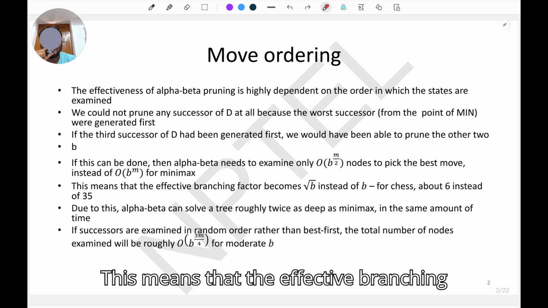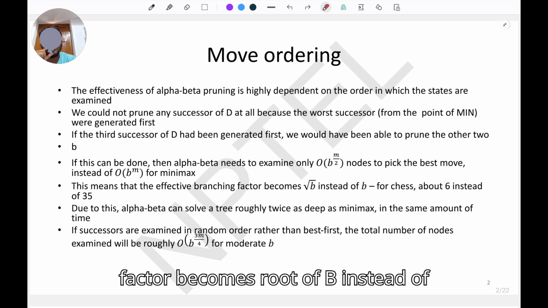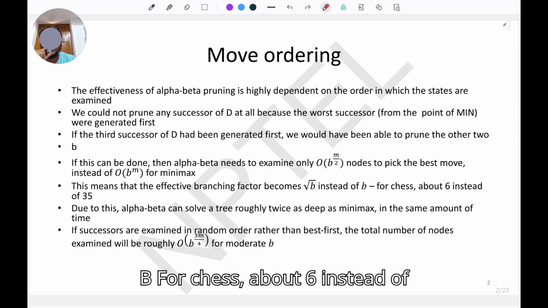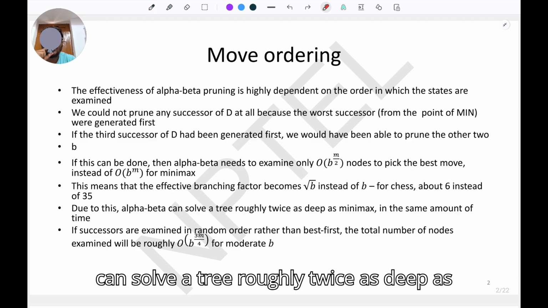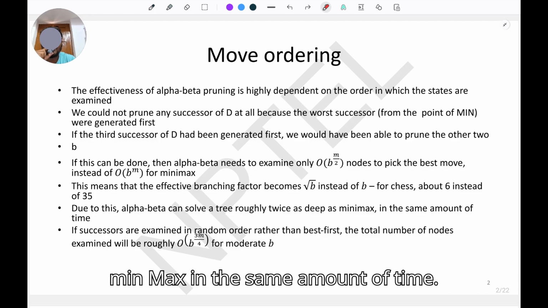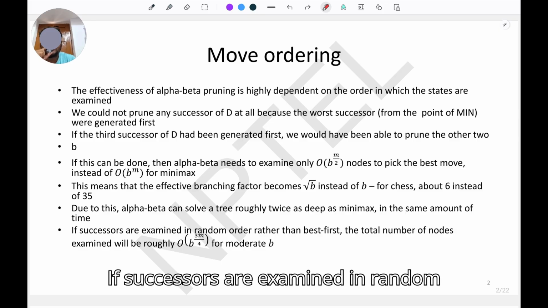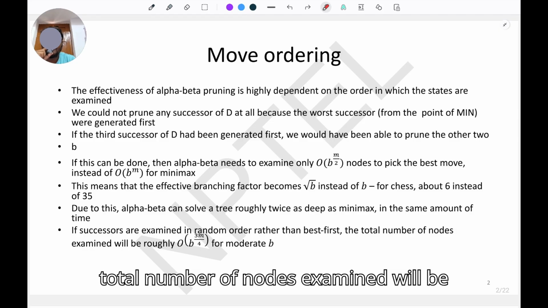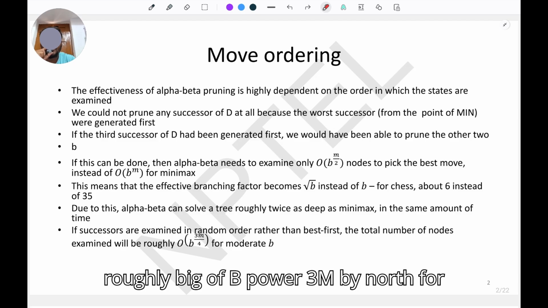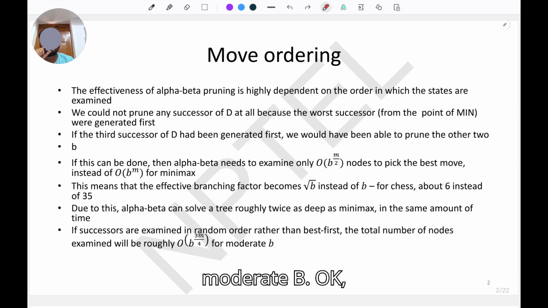This means that the effective branching factor becomes root of b instead of b. For chess, about 6 instead of 35. Due to this, alpha beta can solve a tree roughly twice as deep as min-max in the same amount of time. If successors are examined in random order rather than best first, the total number of nodes examined will be roughly O(b^(3m/4)) for moderate b.